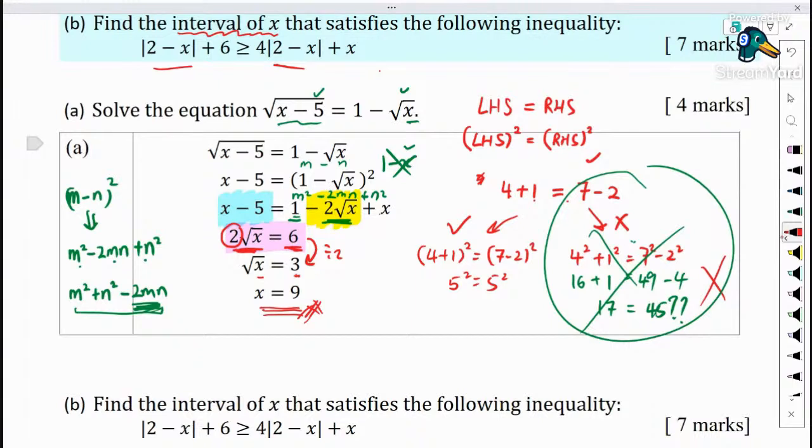Let's check. Substitute this to the left hand side and also to the right hand side. What you find out is that with substitution, you have square root of 9 minus 5 on the left hand side, so you get square root of 4. The other one is 1 minus square root of 9, 1 minus 3. The answer equals negative 2. By right, this answer we need to reject.